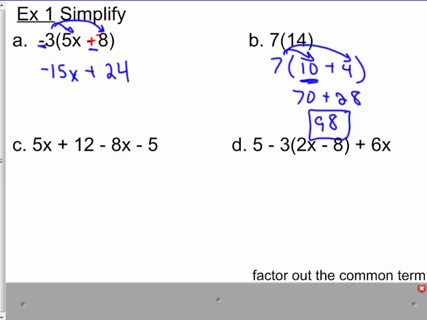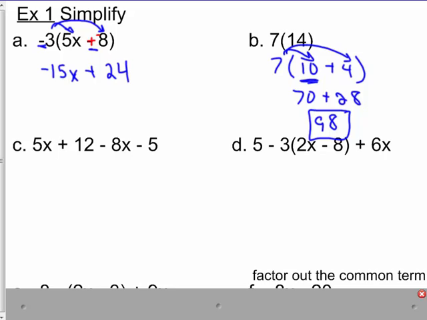So in C and D here, now we're looking to simplify. When we talk about simplifying, we want to simplify like terms. Like terms, what are those? Those are terms that have the same variable, the same exponent here. So we start off pretty easy. We have the 5x and we have a negative 8x. Again, you could write plus negative, that's fine. We also have a 12 and a negative 5. So I'm going to put those together.